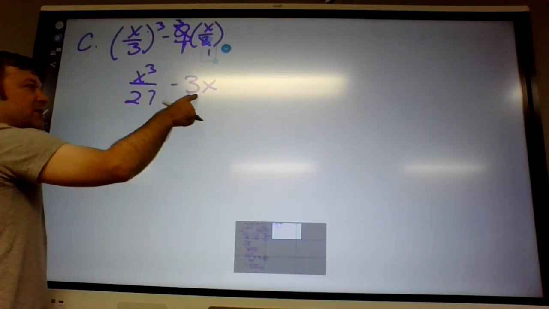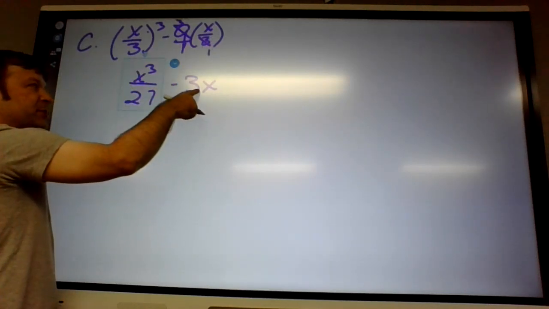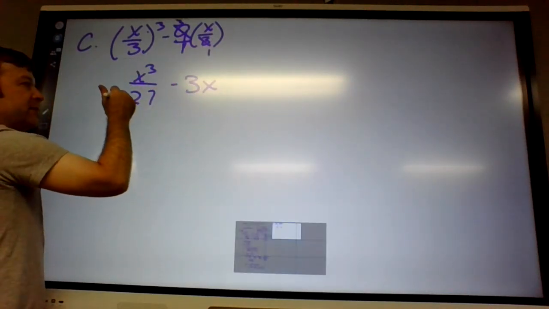Do these two go together? No, not really. You could put them in the same fraction, but these two don't subtract, so it wouldn't help very much.